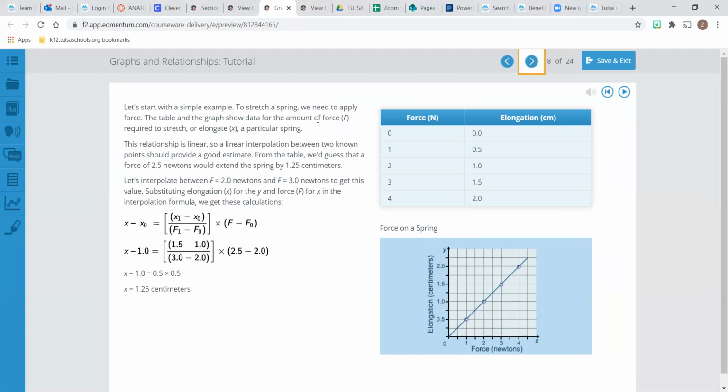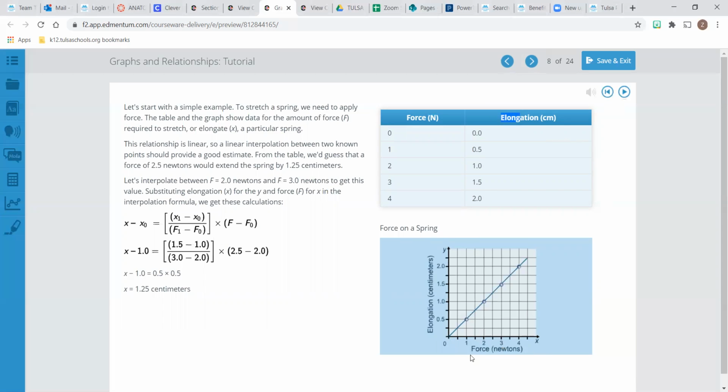So to stretch a spring, we need to apply force. Force. And here we go, force. And those are in newtons. And then we're measuring elongation. Elongation, fancy science word for how long the spring is pulled. And that's measured in centimeters. And if you remember from the prefix lesson last time, centi means 1/100th of a meter. Remember that.